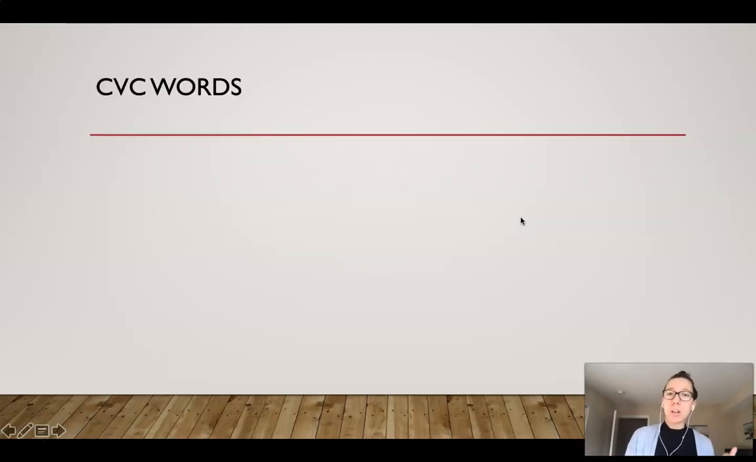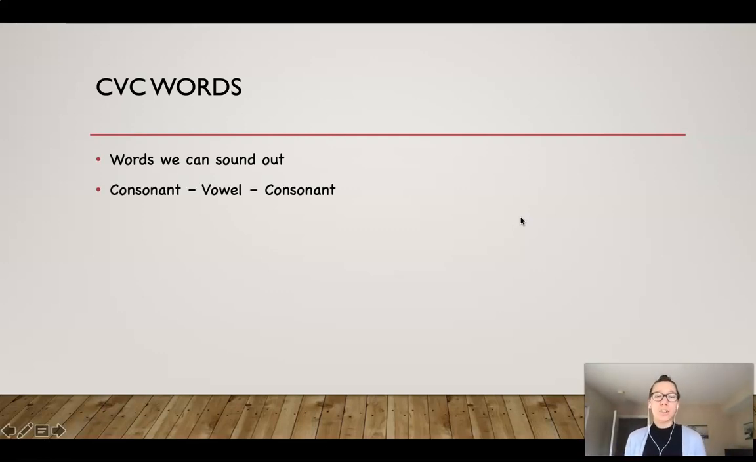And before we do, let's go over what our CVC words are. CVC words are words that we can sound out. CVC stands for consonant, vowel, consonant. These words have 3 letters and 3 sounds. The middle sound is always going to be your vowel sound, and it's always going to be short. Since our phonics focus this week is O, the short vowel sound is going to be ah in all of these words. Ah, ah, ah, as in octopus, right?